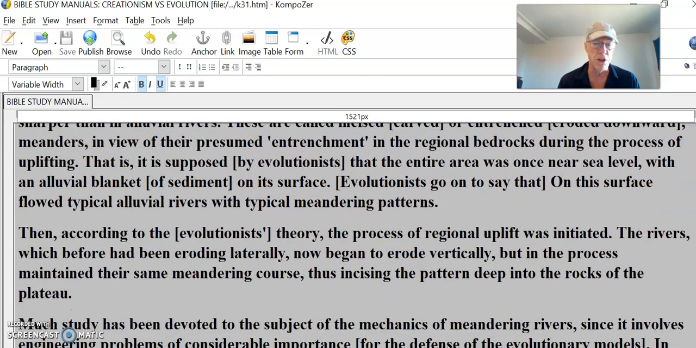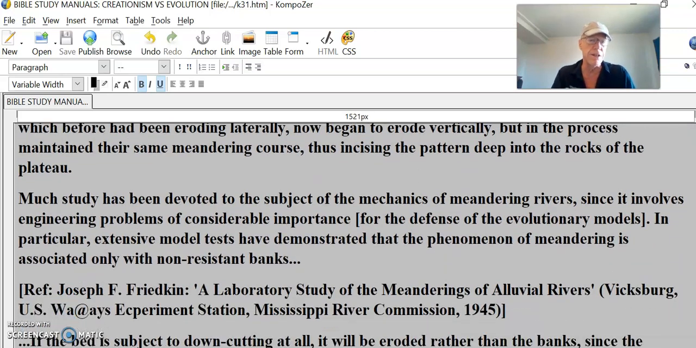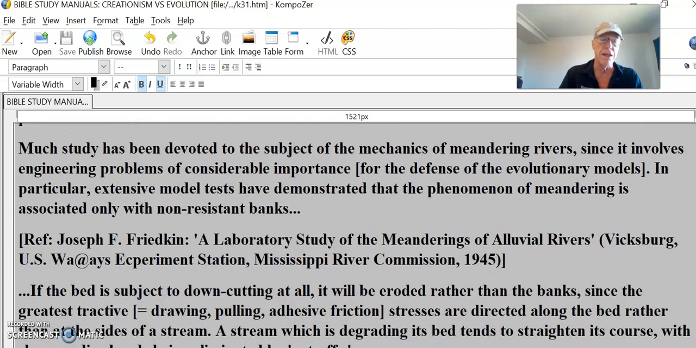Then, according to the evolutionists' theory, the process of regional uplift was initiated. The rivers which before had been eroding laterally now began to erode vertically. Wow, rivers erode vertically. But in the process they maintained their same meandering course, thus incising the pattern deep into the rocks of the plateau. Problem with that is, like the Grand Canyon, there appears on the Colorado River bedrock underneath.